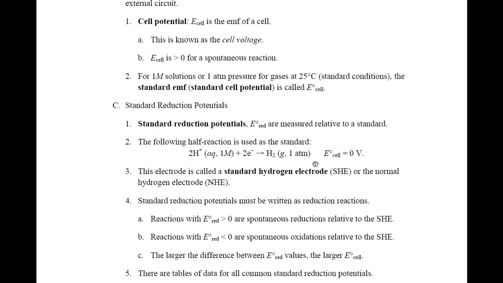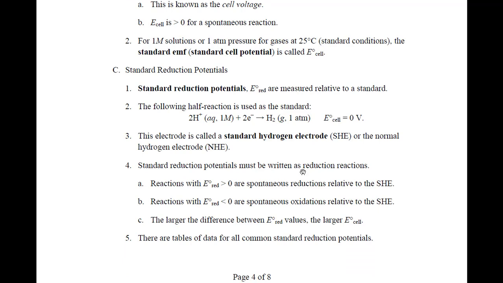Whenever you have it under these conditions, the voltage generated is 0. So everything is measured relative to that. So the standard reduction potentials are all written as reduction reactions. So you have some ion and you add electrons to it and you get the reduced species on the product side. And then we measure the voltage required to do so.